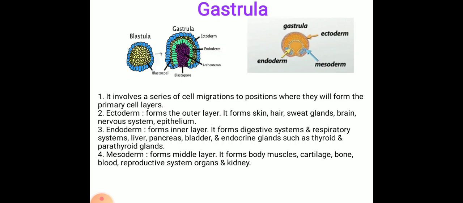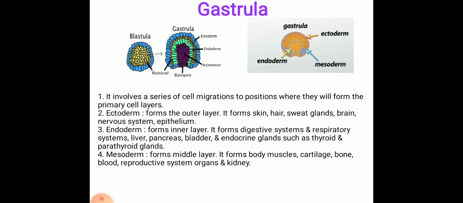Okay, so first, the ectoderm is the outermost layer, and what does it form? It forms skin. Hairs are going to be formed, skin is going to be formed, and sweat glands, the glands that release water when we are sweating. Also the brain, nervous system, and epithelium. So all these structures are going to be formed from the ectoderm. Just remember the nervous system, skin, hairs, and sweat glands are all formed from the ectoderm.